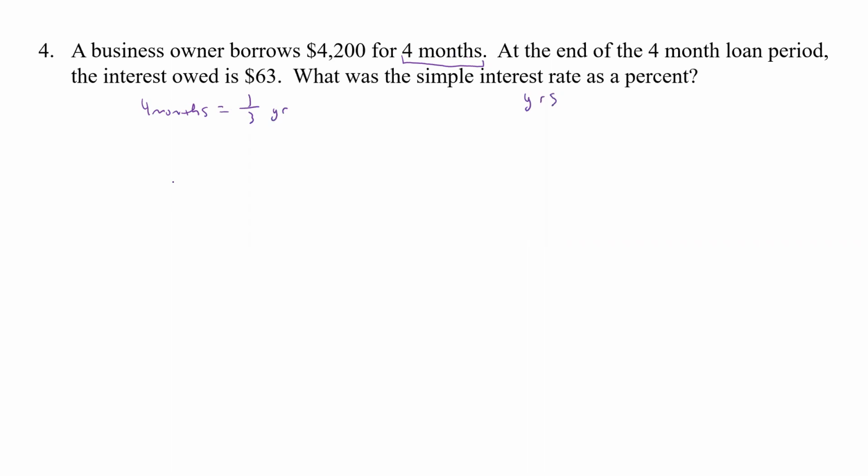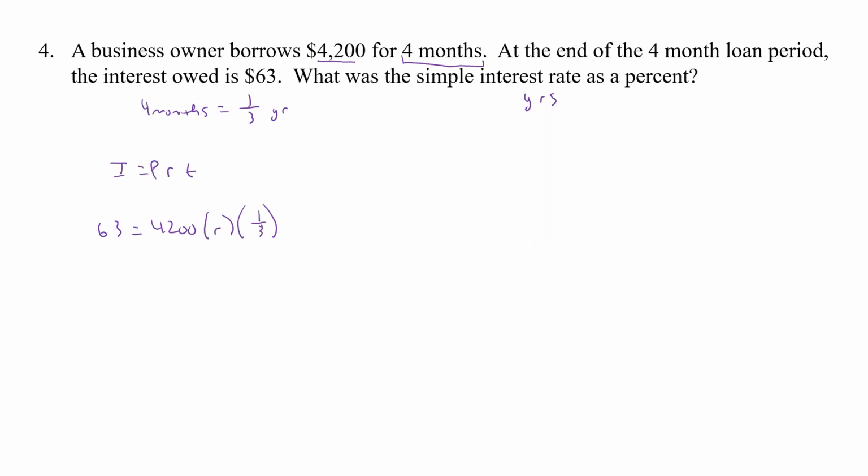All right, so what do we have? We have how much they borrowed, the principal. We have the time, and we have the interest. And so I equals PRT. Well, we know I is 63, P is 4,200, R we don't know, and T is 1/3. So what does that give us?